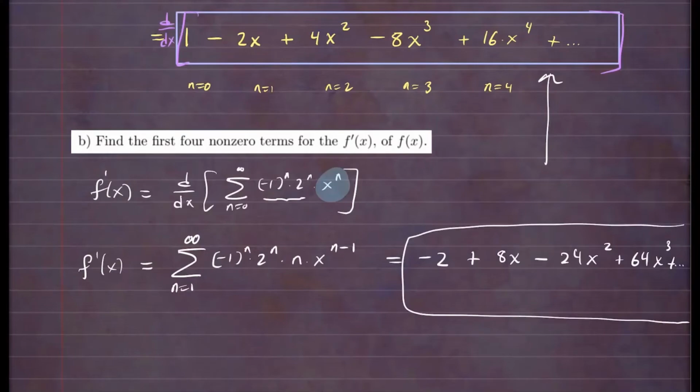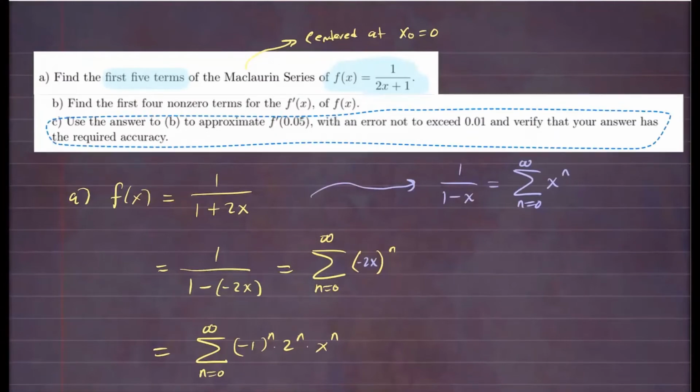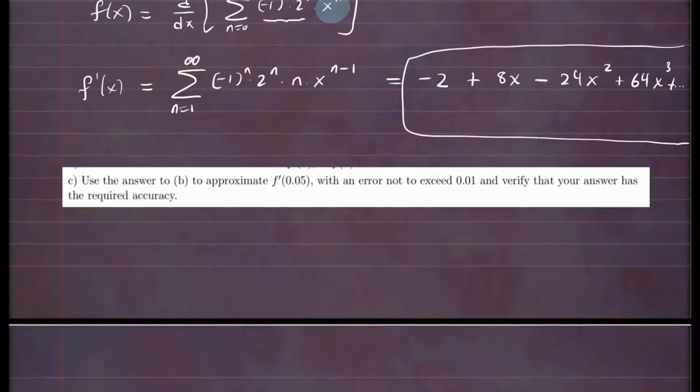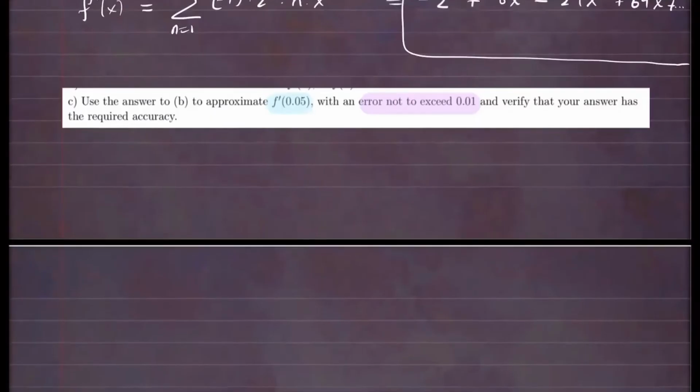Now for the next part, we're going to approximate. So I'm going to just go ahead and copy this on the bottom so it is easy access for us. Okay, so for part C, we're going to take the answer to part B, which is right here, and we're going to approximate the derivative at 0.05 with an error not exceeding this much. And we're going to verify our answer. So here we're actually going to use the alternating series estimation theorem.